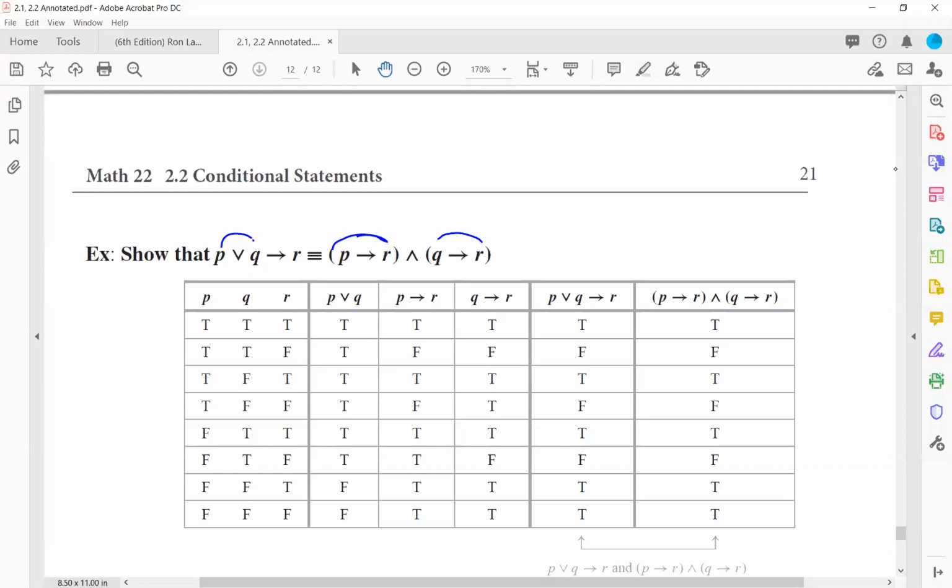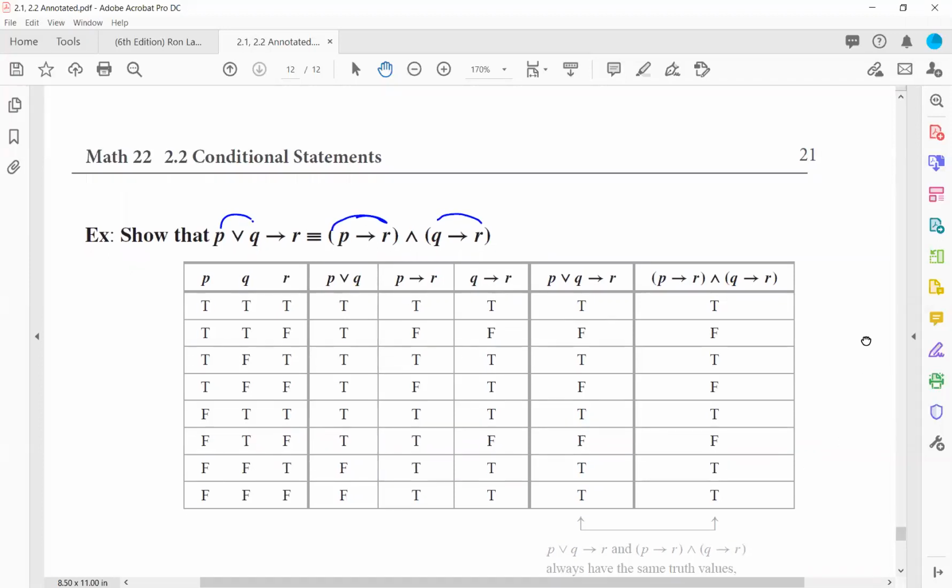Perfect. To show that these two compound statements are the same, we have to show that their truth values are the same. First of all, you have 1, 2, 3 original statements, 2 to the third, 8 combinations. True, true, true; true, true, false; true, false, true; true, false, false; false, true, true; false, true, false; false, false, true; and false, false, false.